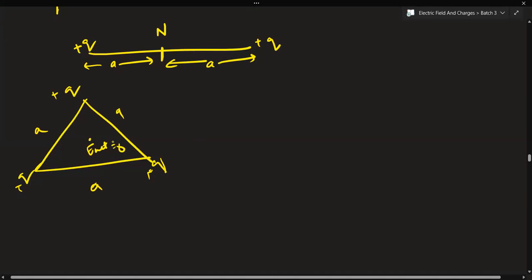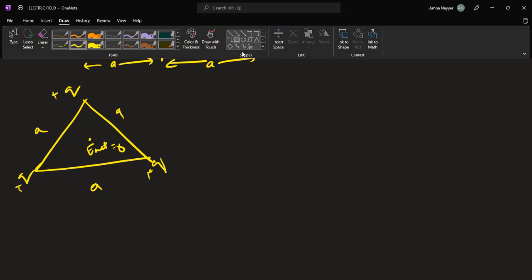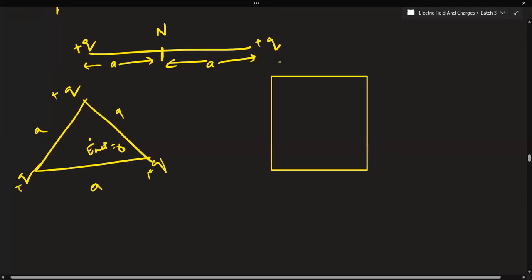Quickly write it as 0. For a symmetrical system, it will be 0. If you have a square, 4 charges are present at the corners of the square, the net electric field at the center will be 0. If it's a rectangle, then you have to check, because the sides are unequal, that becomes your unsymmetrical system.